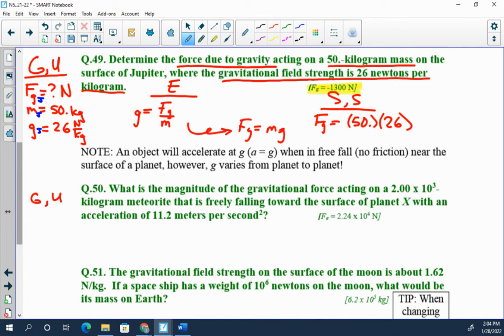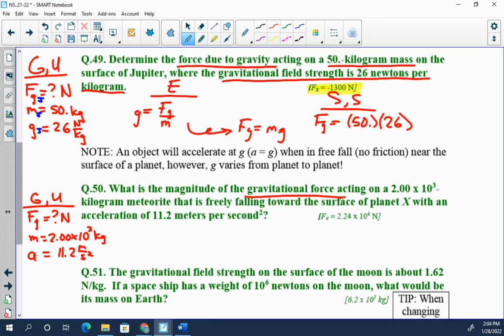Get the givens with units. What is the magnitude of the gravitational force, Fg, acting on a 2 times 10 to the third, a 2,000 kilogram meteorite that is freely falling towards the surface of planet X with an acceleration, a, of 11.2 meters per second squared.